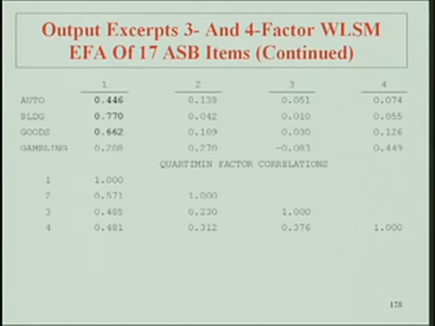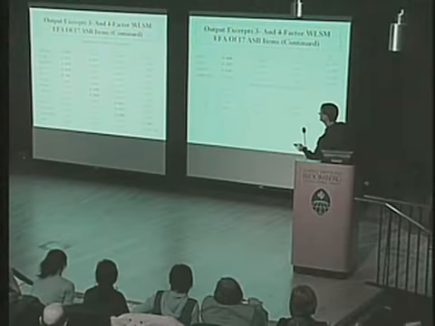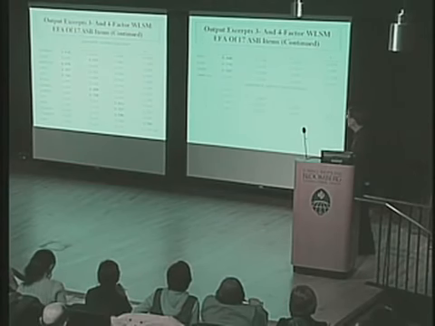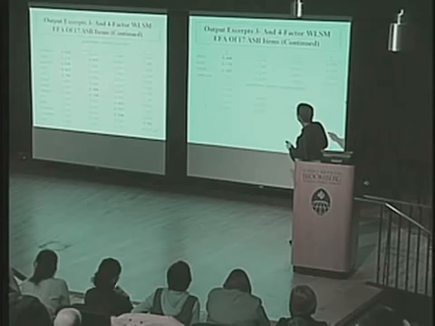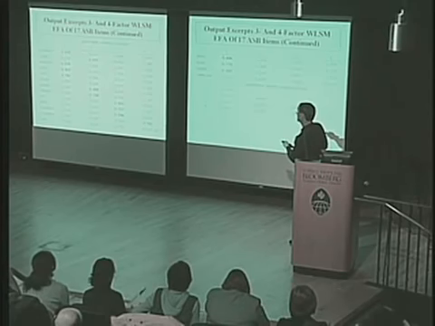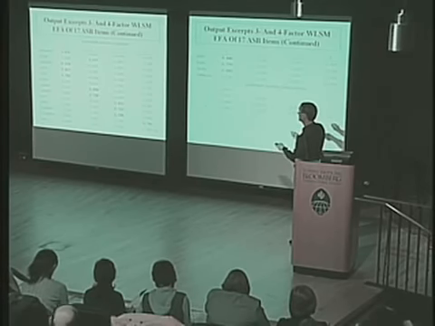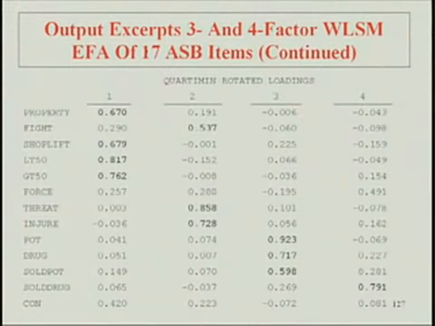So how many items are those? 1, 2, 3, 4, 5, 6, 7. So it does suggest that there are 7 items here. I can't remember which extra item I brought in. I think it was con, actually, down there. We had 8 items when we did IRT. 1, 2, 3, 4, 5, 6, 7, 8. Yeah, I think I brought in con.